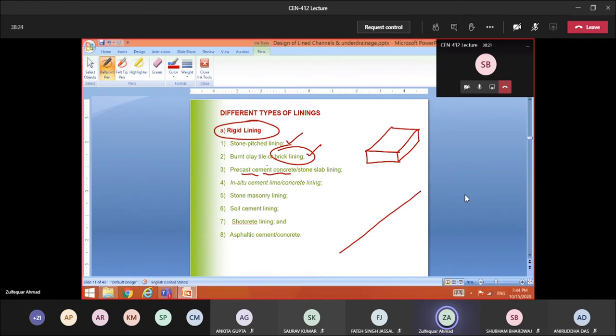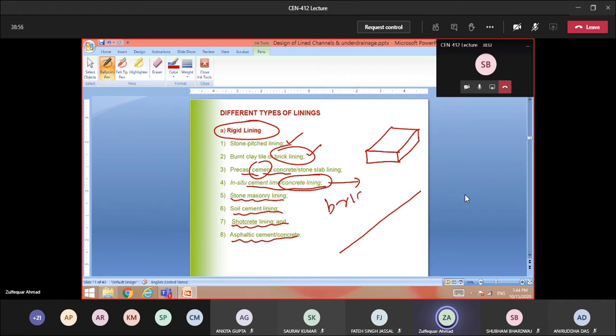It may be of cement concrete, or of stone slab. In general, nowadays cement concrete is used. So this is the precast, and this may be in situ also. This is the concrete lining which is generally done. It may be a stone masonry lining, soil cement lining, shotcrete lining, or of course some asphaltic cement concrete lining. But most of the lining being done is the concrete lining and the brick lining. This is a very common type of lining.